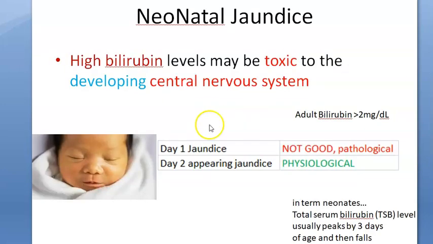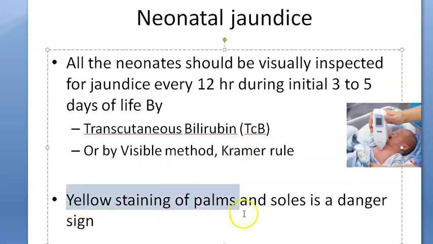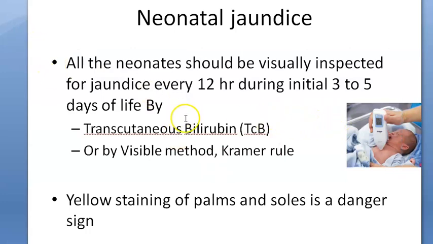We told you here, see, by looking at it you can clearly say. Then if there is yellow staining of the palms and soles of the baby, if there is yellow stain, that is very bad. If there is staining of the nappy, right, if the baby is urinating, you can see yellow urine, isn't it? So all these you have to keep a watch on.